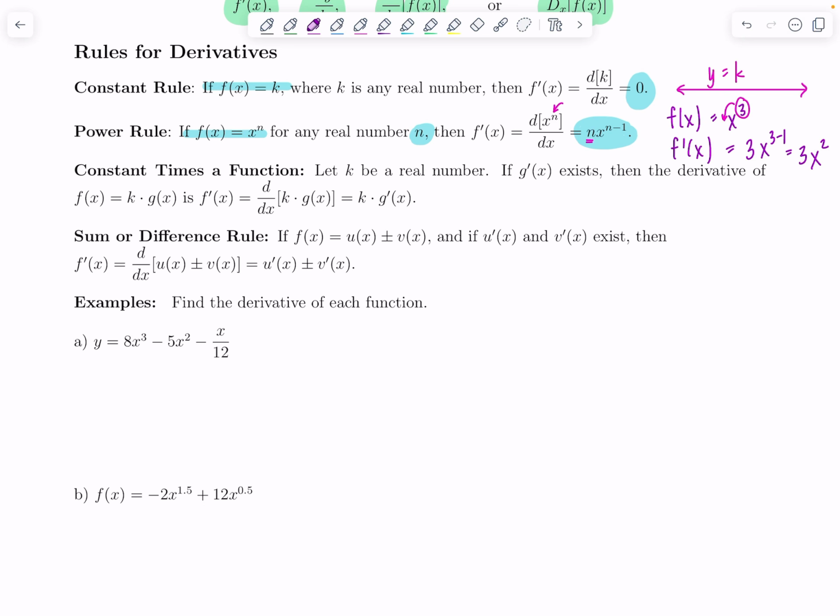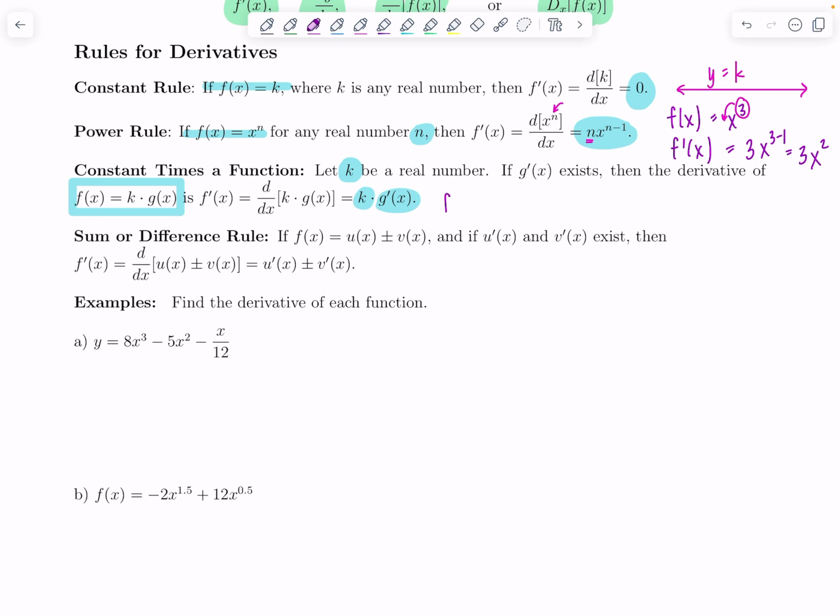Now we have another rule that tells us if you have a constant times a function, say k is some real number, and as long as g prime exists, then the derivative of f of x, which is that constant times g of x, is just your constant times g prime of x. The rule looks a lot worse than it is. Let me show you an example right now. You're going to feel better about it.